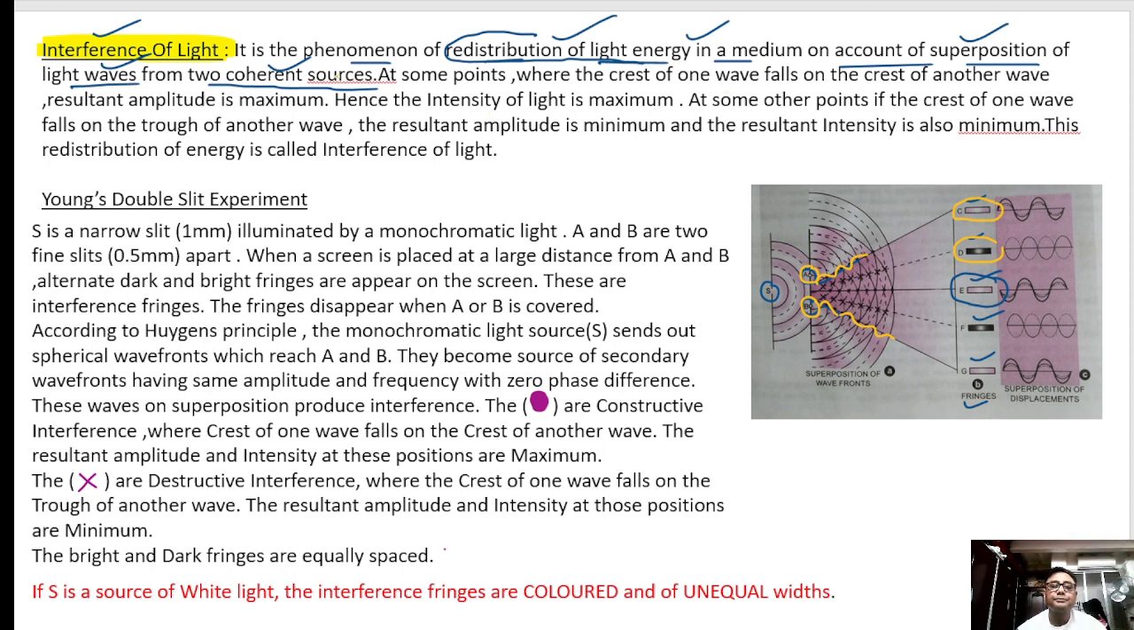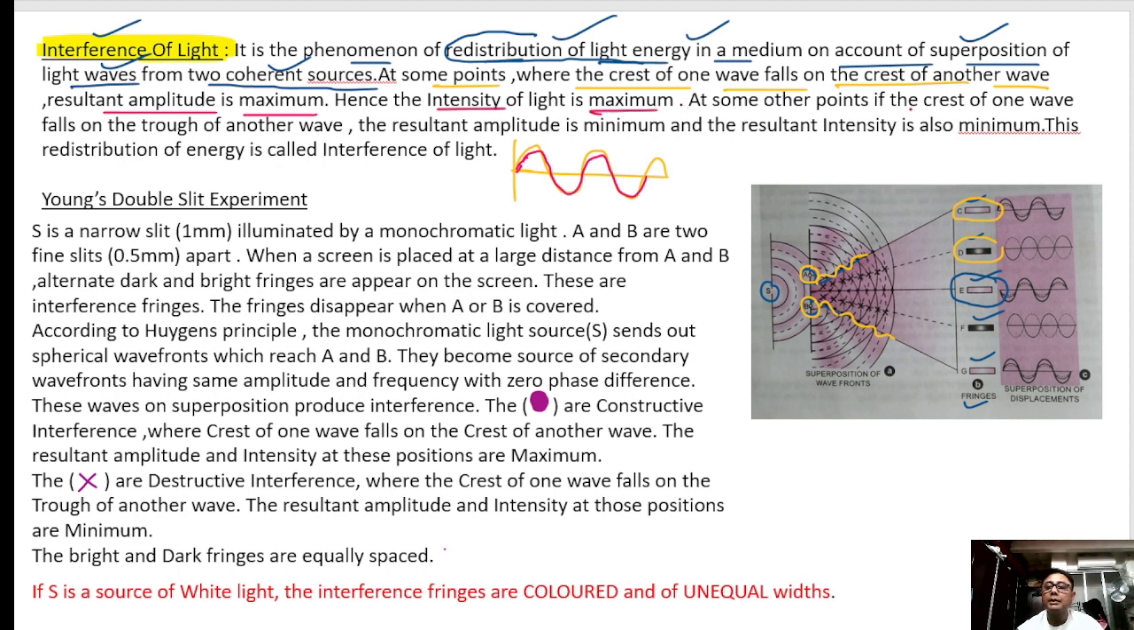So see here, at some points the crest of one falls on the crest of another. If this is one wave, and this is the other wave, and the crest of one falls on the crest of another like this, that means here the amplitude will become maximum, the intensity will be maximum.